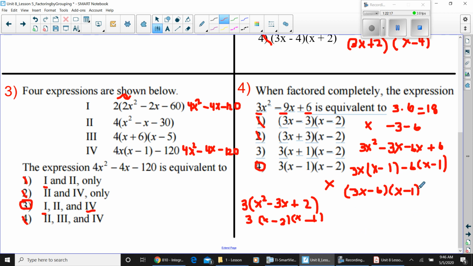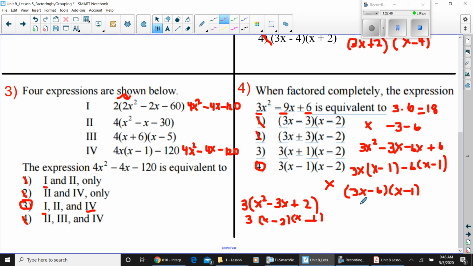You could still get the answer from this, but I just don't want to do it that way. But you could still get the answer here from this. But again, whenever you see a greatest common factor that could come out at first, that's what you do. All right, and then you factor this. It just makes it much easier to do.